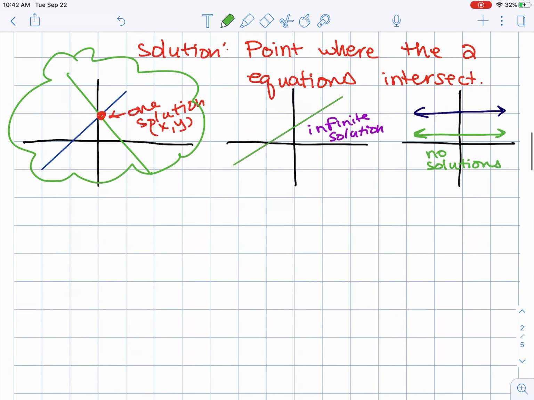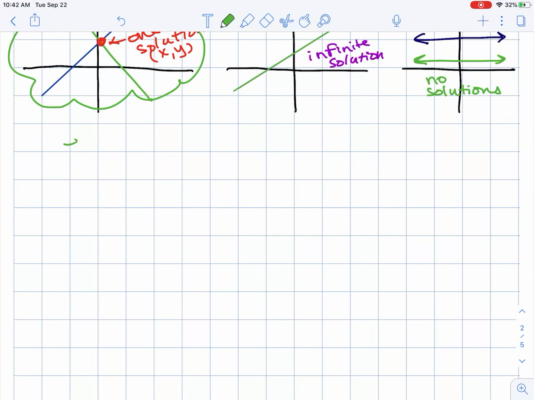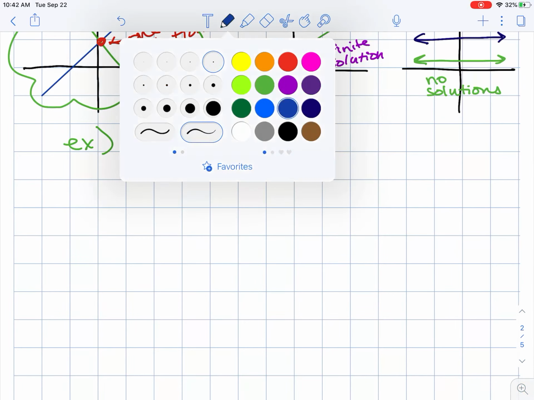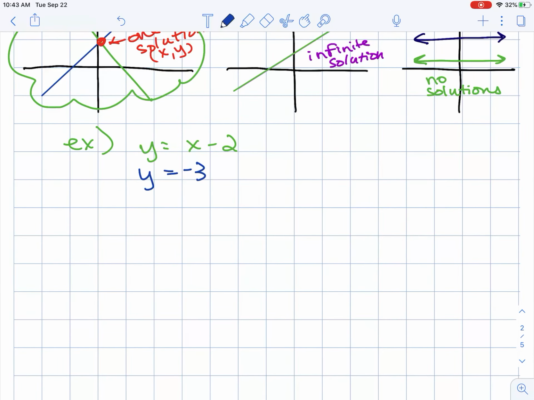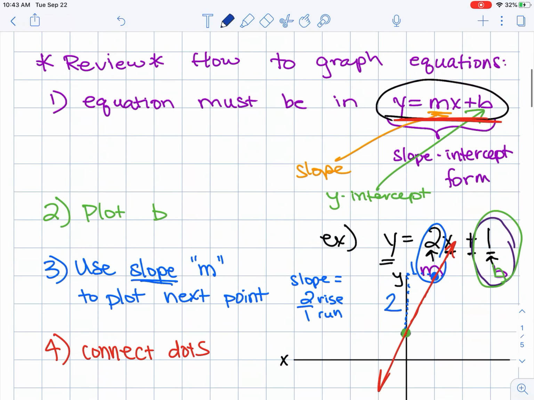Okay, so let's just say, for example, they said find the solution for 3x plus y. Actually, I'm going to use a different example. Y equals x minus 2 and y equals negative 3x plus 2. So our step 1 is we're going to graph the first one. And so we're going to go back to the steps that we learned up here.